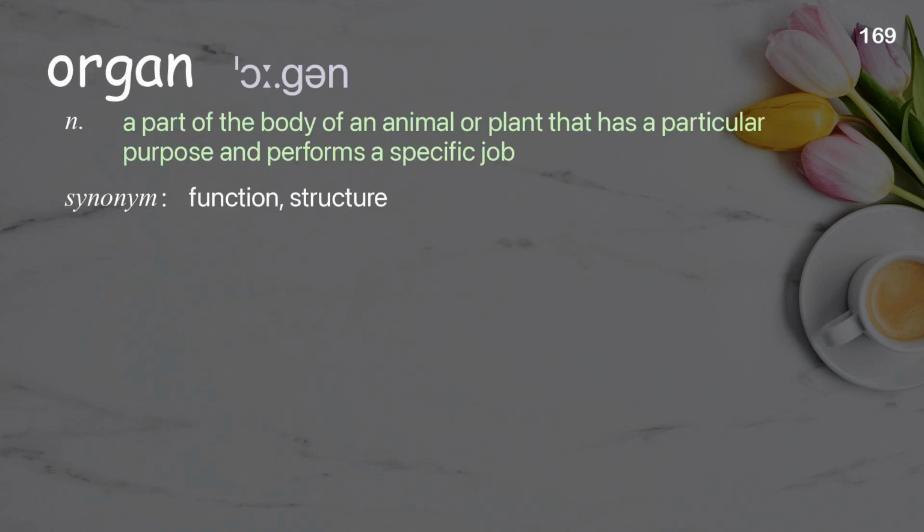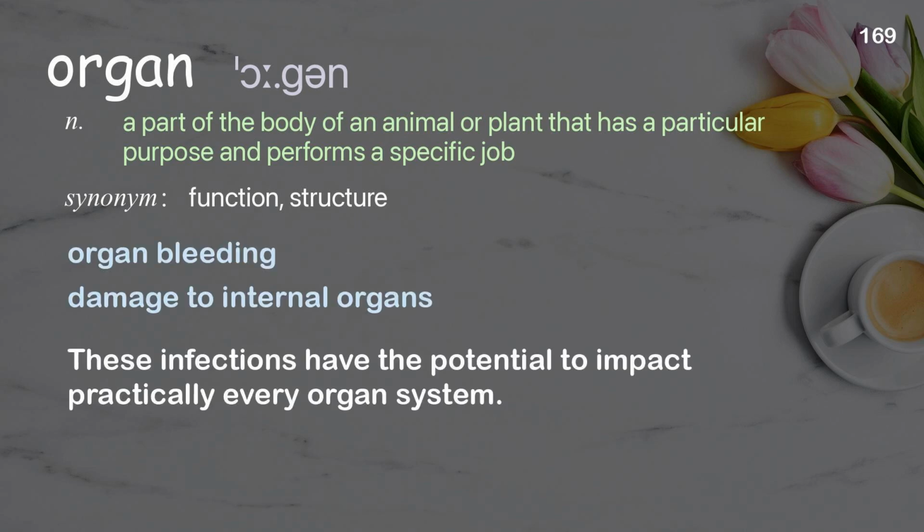Organ. A part of the body of an animal or plant that has a particular purpose and performs a specific job. Examples: Organ bleeding. Damage to internal organs. These infections have the potential to impact practically every organ system.